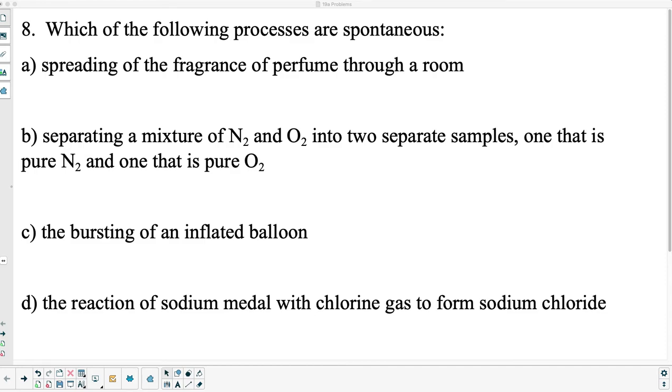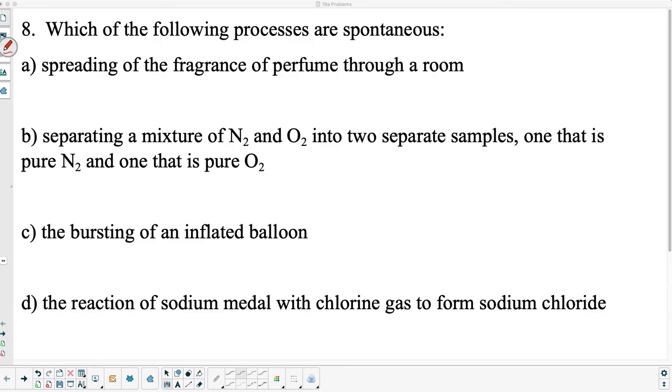Which of the following processes are spontaneous? That means it happens without outside intervention. We try not to be too technical about this. It's difficult to know where to stop. I've talked with some students about this. I think they bring a very valid point about spreading the fragrance of perfume through a room.